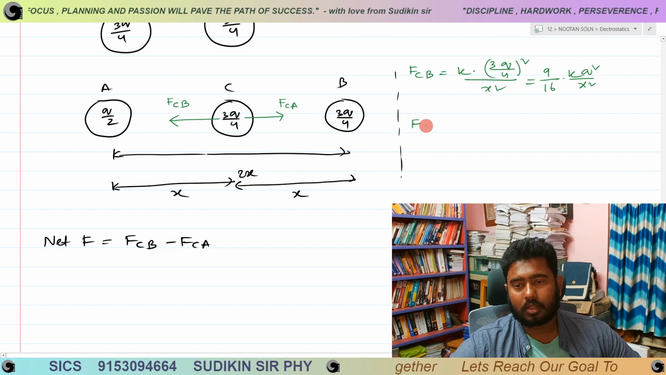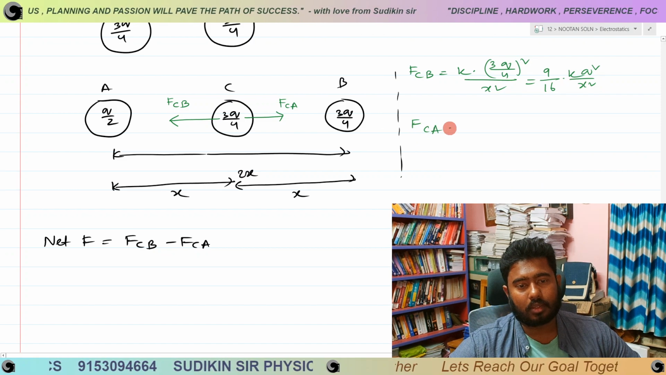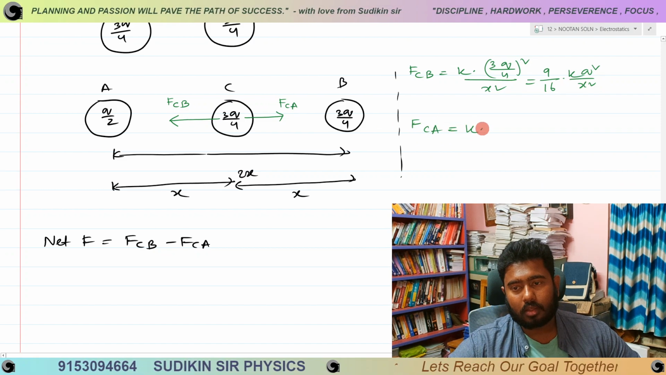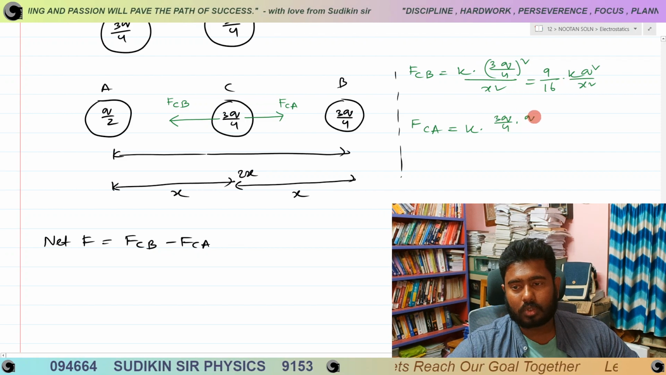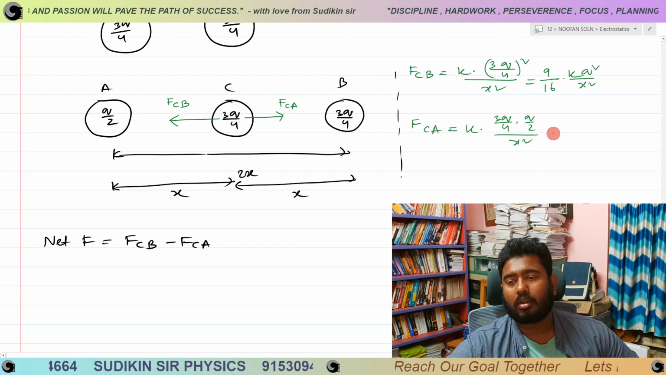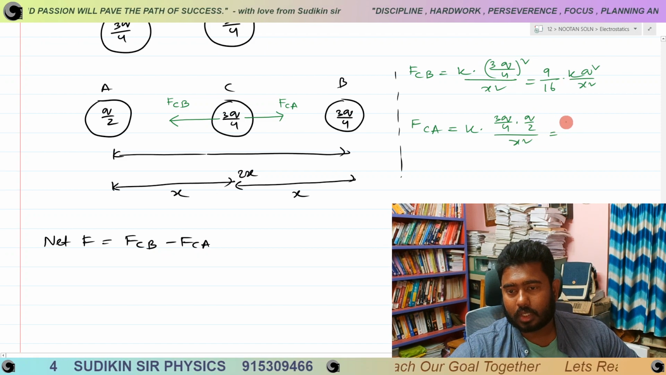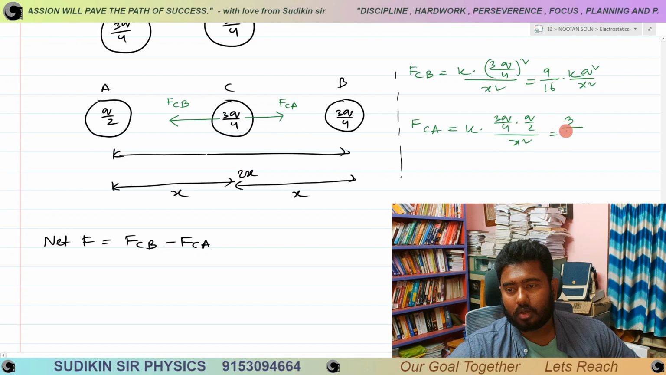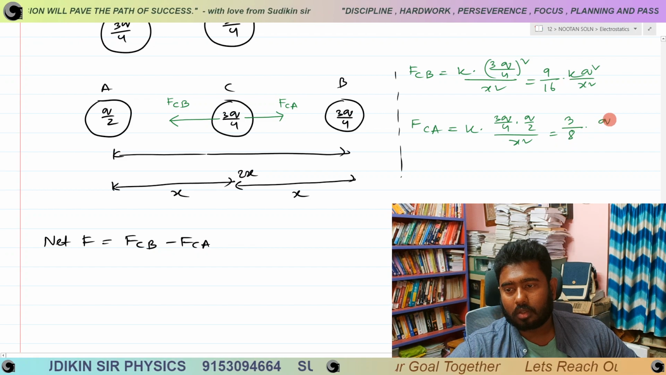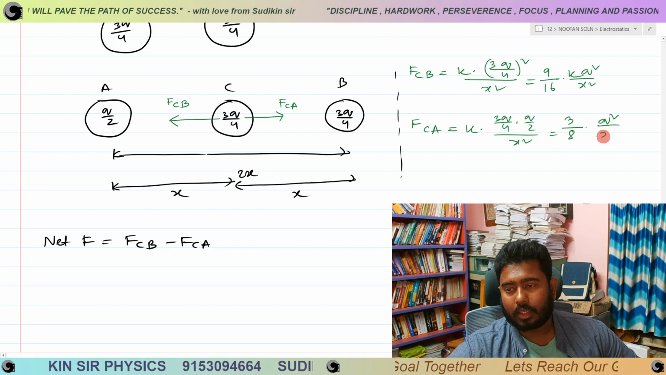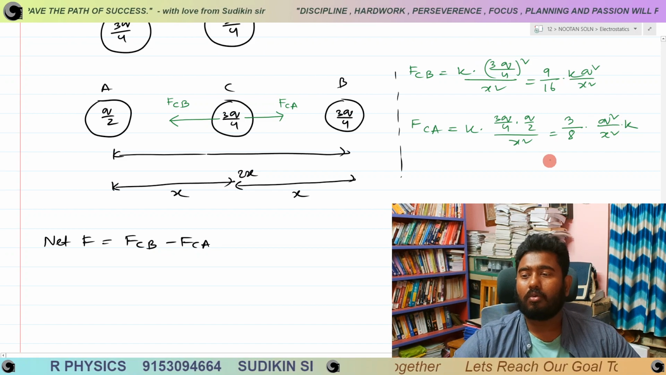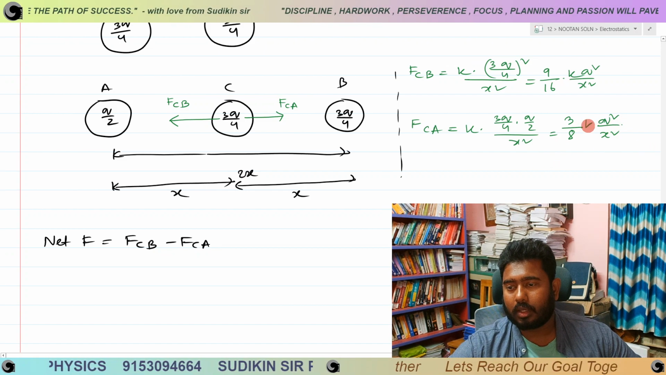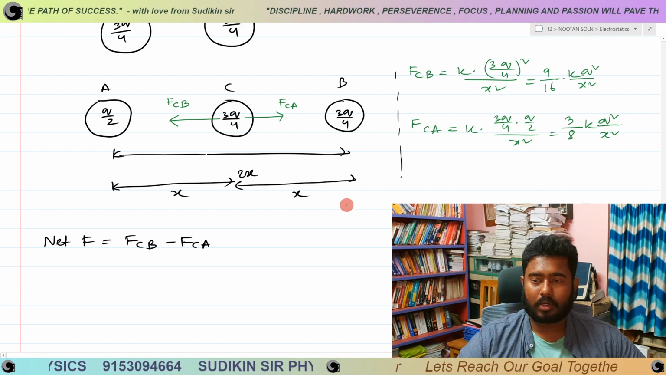Similarly, we can write FCA as k into 3q by 4 into q by 2 divided by x square. Again writing the numbers first, that will be 3 by 8, q square by x square into k. Let us write it in a better way, k into q square by x square.